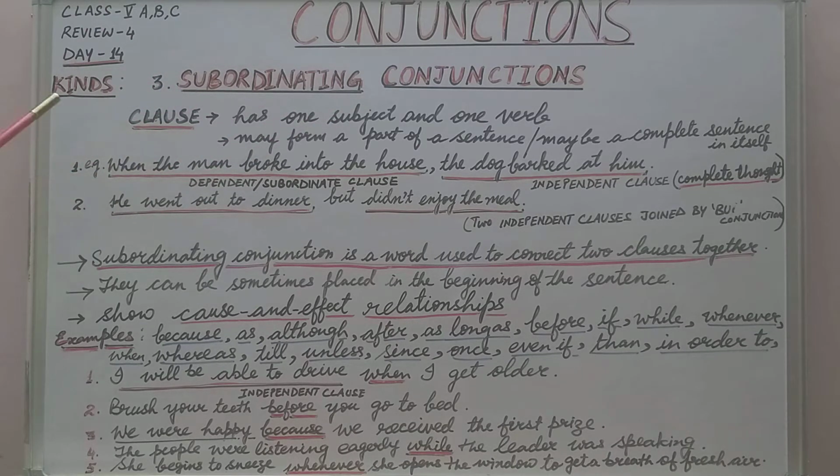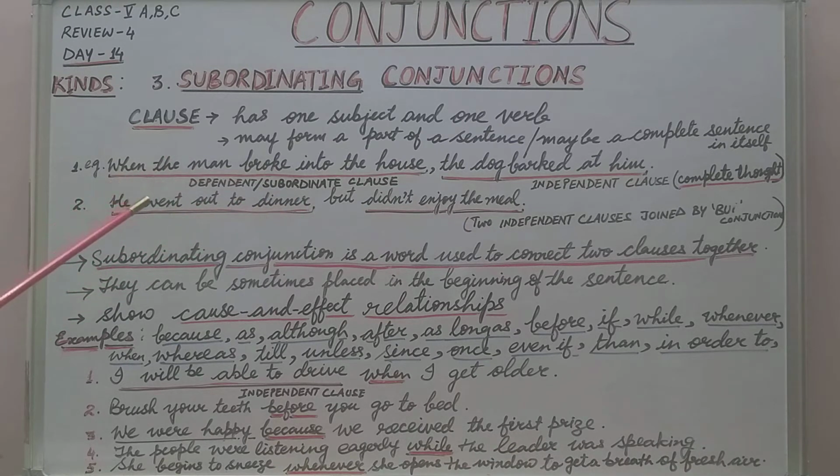Now before we start subordinating conjunctions, let's talk about the term clause. What is a clause? A clause has one subject and one verb. It may form a part of a sentence or it may be a complete sentence in itself.